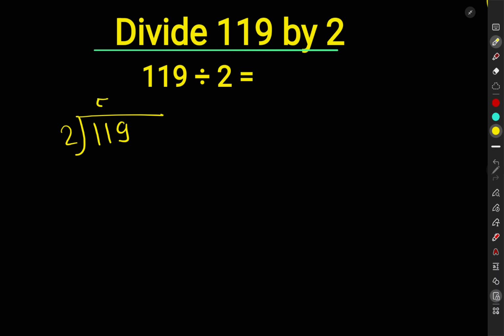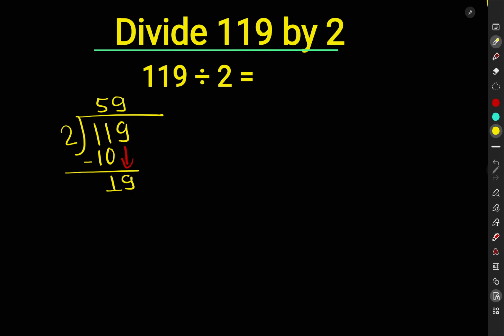So 2 times 5 means 10. On subtracting we get 1. So now this 1 is less than 2, so we bring down the number beside this, 9. So now it became 19.